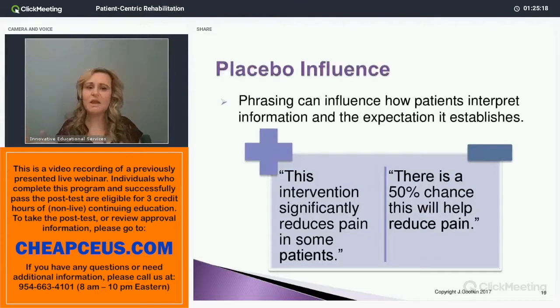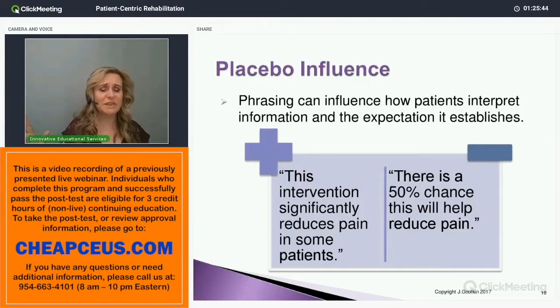The group that received the placebo did not receive any lidocaine, and they clearly are experiencing pain from this intervention. Those patients were told as they got the injection, this intervention significantly reduces pain in some patients. They set up a positive expectation. Sorry, I spoke backwards. So the group that did not receive lidocaine, they were told a positive expectation: this intervention significantly reduces pain.